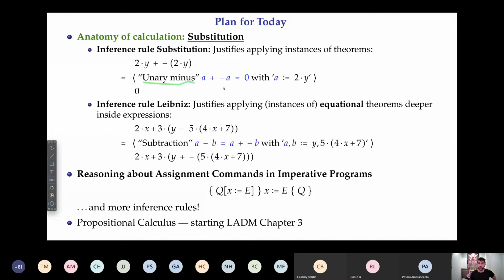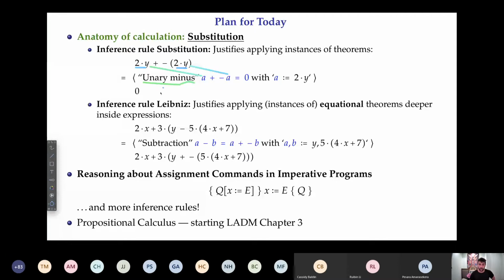Right here, every hint between a calculation is supposed to invoke a theorem. We're invoking the theorem a plus minus a equals 0. But there's a problem here. This one and this one, they're different symbols. So 2 times y is not the same thing as a. This unary minus is talking about a, and we don't have any a's at all. Unary minus just says whenever you have an a and a negative a, they cancel out. So we can't use unary minus.